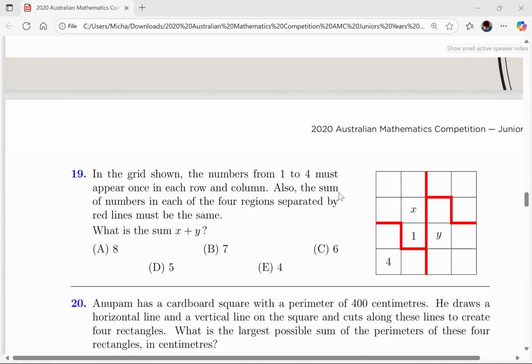Alright, so I want to talk to you about question 19 in the 2020 Australian Maths Competition Junior. Apparently, a lot of people got stuck on this one. It's a nice little question, maybe a little bit tricky if you don't see how to do it.